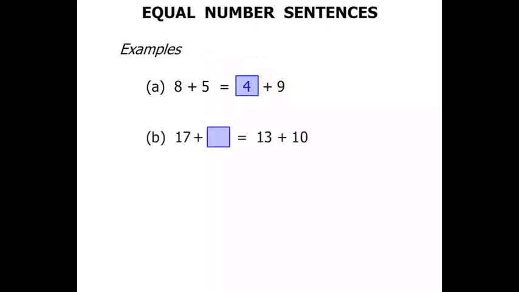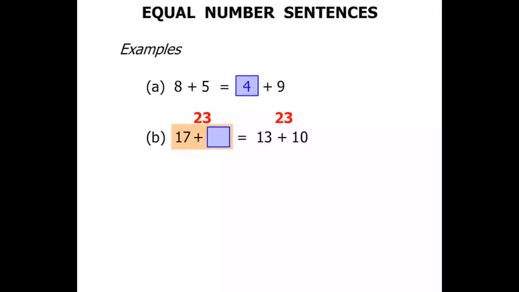The next one, 17 plus something equals 13 plus 10. Well, this time, the numbers on the right, 13 plus 10, let's add them together. We get 23. So if we get 23 on that side, we need to get 23 on the other side as well. So 17 plus something is 23.